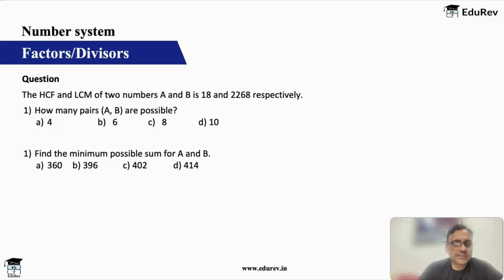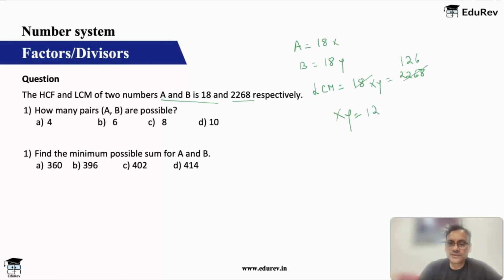The HCF and LCM of two numbers A and B is 18 and 2268 respectively. Now if the HCF is 18, number A can be said to be 18x, number B can be said as 18y, and the LCM will be 18xy, which is equal to 2268. So xy is equal to 2268, I will divide by 18. Xy is equal to 126.